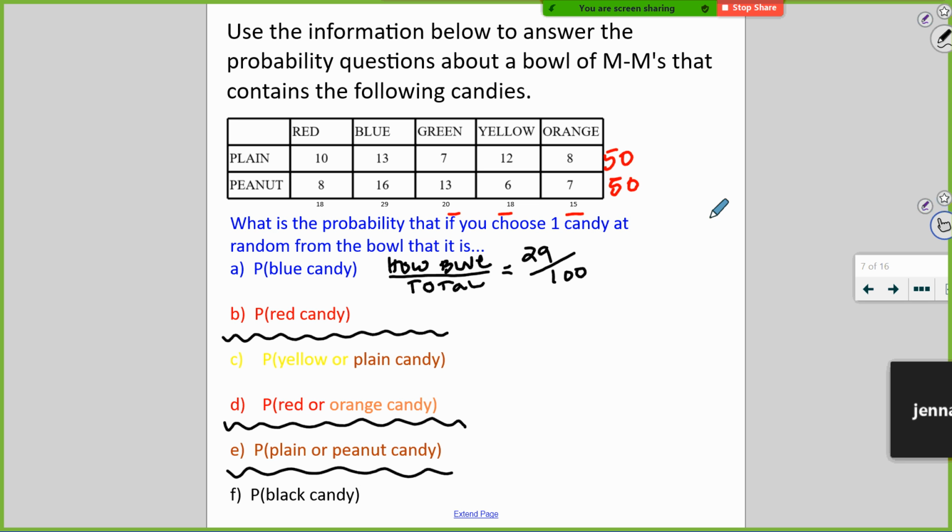18/100. Good. So Jenna's saying 18/100. Wolfgang, can I simplify that though? Can I simplify 18/100? Wolfgang, are you there? Michael, how about you? Can I simplify 18/100?